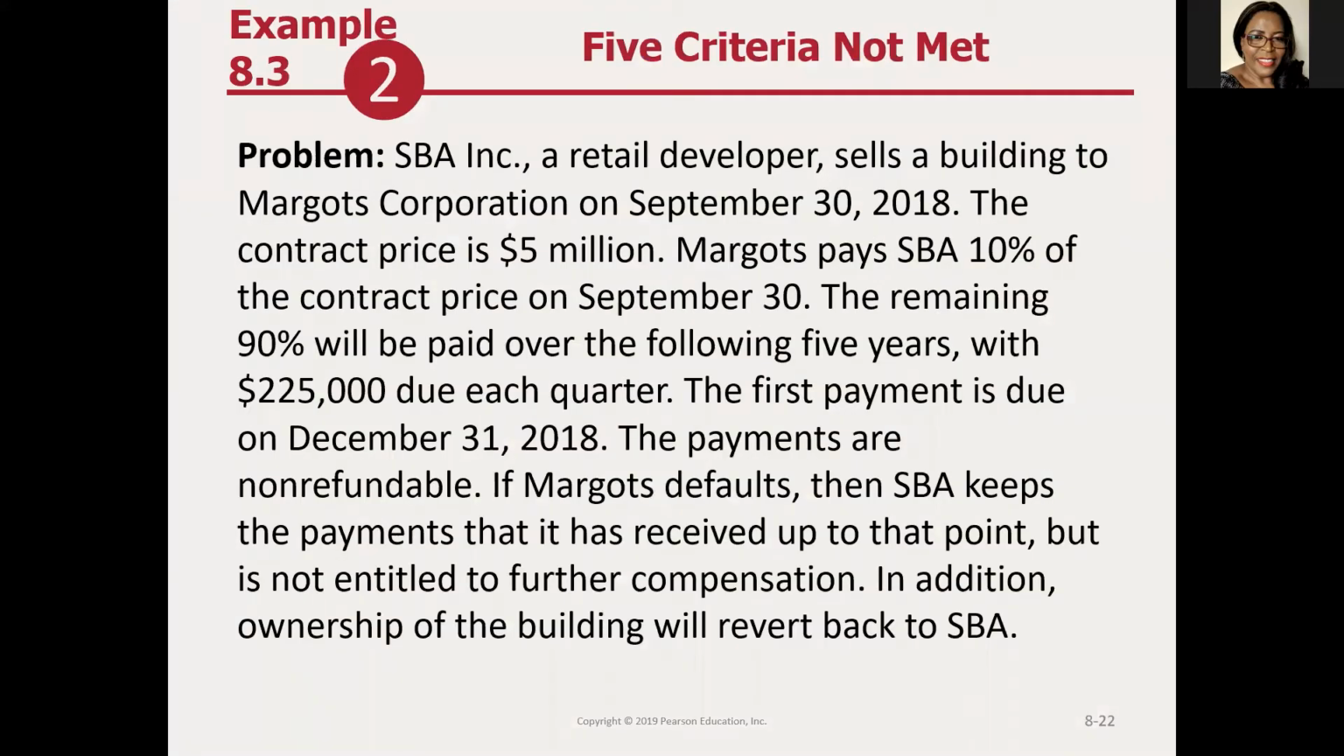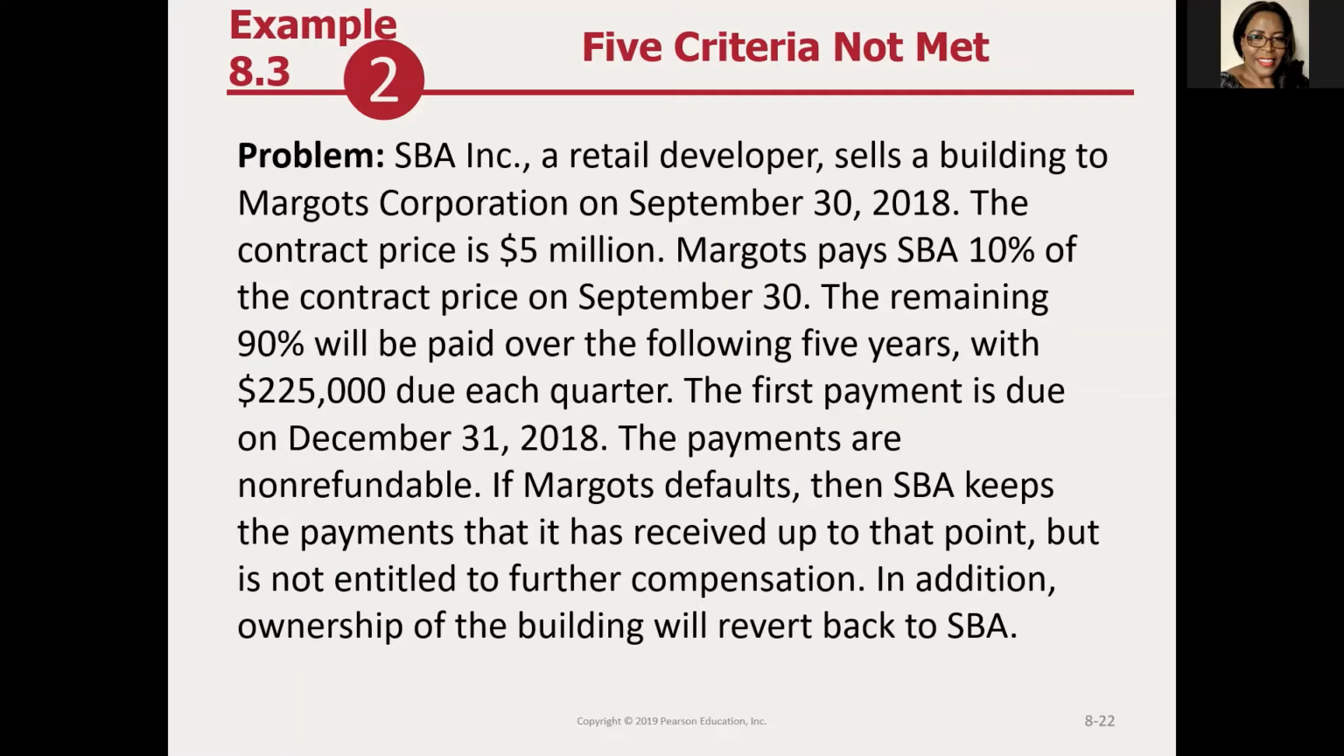Here we have another problem to solve. SBA Incorporated, a retail developer, sells a building to Margaret's Corporation on September 30th, 2018. The contract is $5 million. Margaret pays SBA 10% of the contract price on September 30th. The remaining 90% will be paid over the following 5 years, with $225,000 due each quarter. The first payment is due on December 31st of the same year.